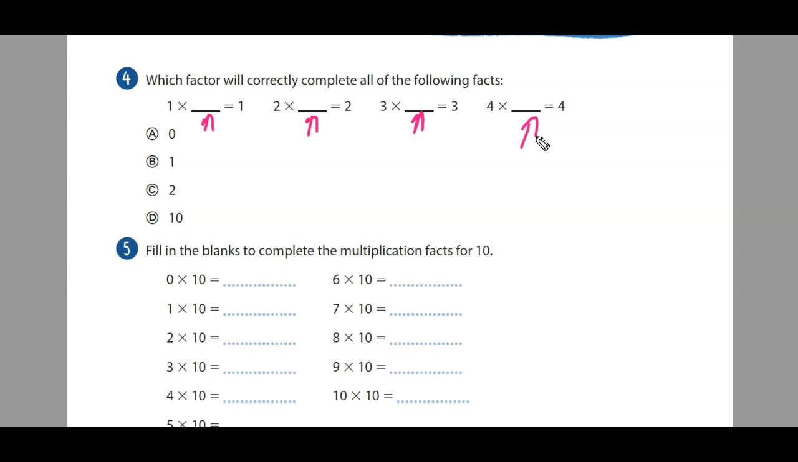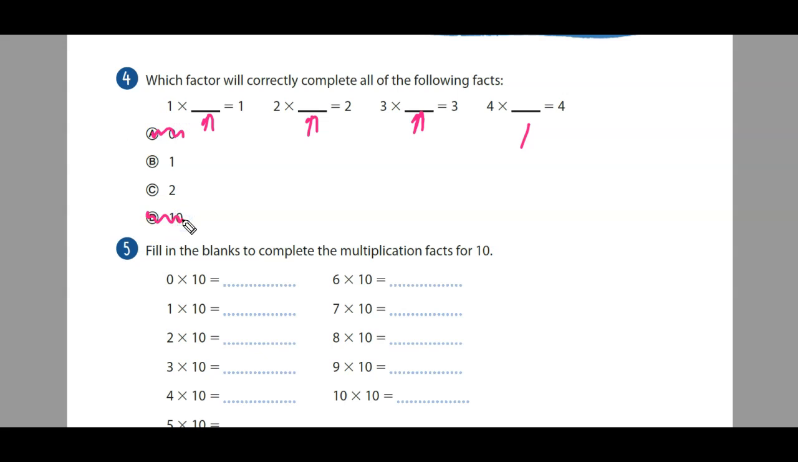Could it be A? No. Because any number multiplied by 0 is going to be 0. Are my answers 0? No. Could it be D? Well, 1 times 10 is actually 10. 2 times 10 is 20. 3 times 10 is 30. And 4 times 10 is 40. Could that be it? No. So it's not A, and it's not D.